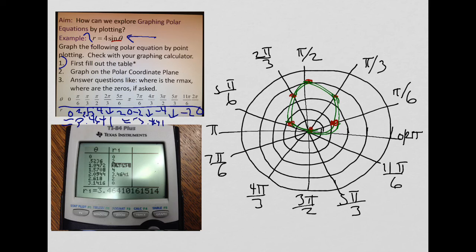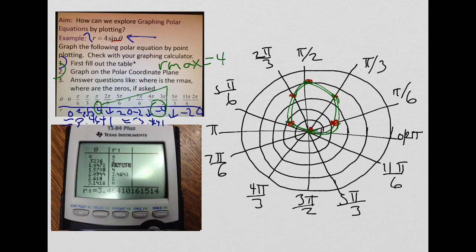Take one thing at a time, follow your table. So we actually did this part here. The next thing is answering questions. Where's the R max? Where are the zeros if you're asked? We weren't really asked it in this problem. Your R max is your largest R value. You may need to take the absolute value. So in this case, if I take the absolute value of any one of these, it is 4. So your R max is 4.